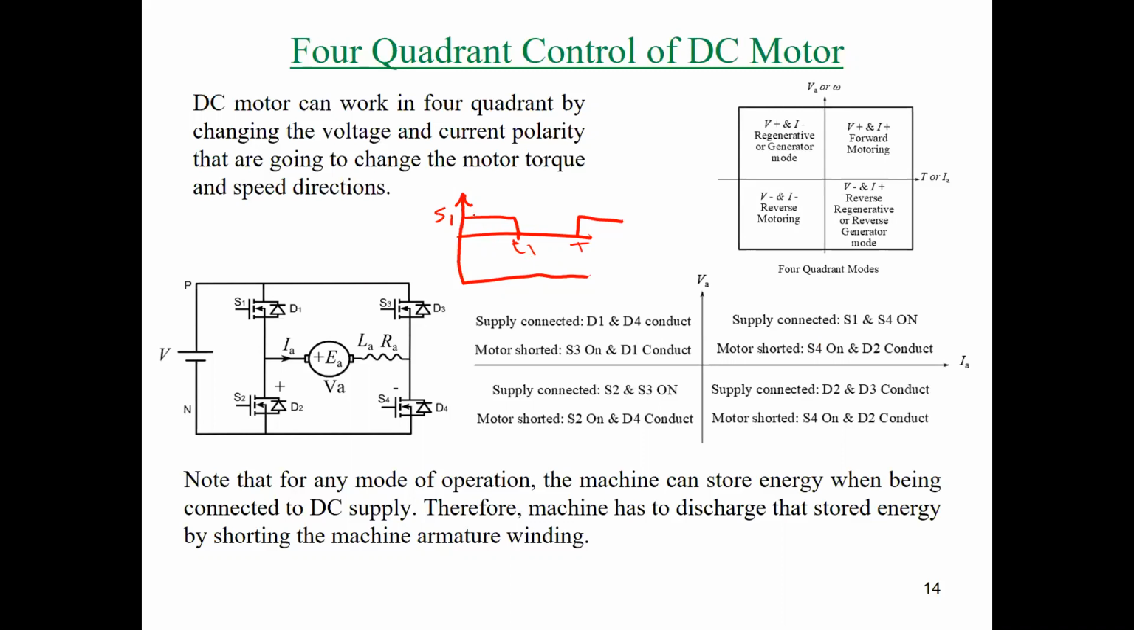So if this is S1, what will be the output voltage on the motor, which is VA? If we assume we have supply V, and this is the value of V, what will be the value of VA? Shabab, it's a question for you. Any answer?